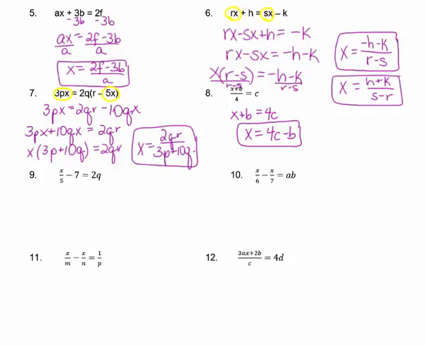The next question, the first thing to do is add 7, so I get x over 5 equals 2q plus 7. And then just multiply both sides by 5. I'm going to distribute as I do that, so 10q plus 35. Not too bad. Number 10.